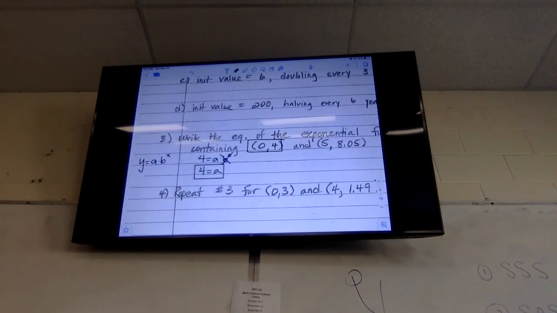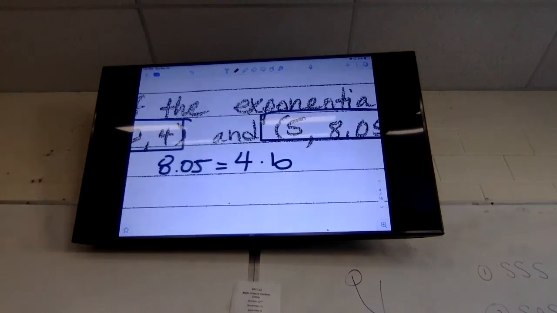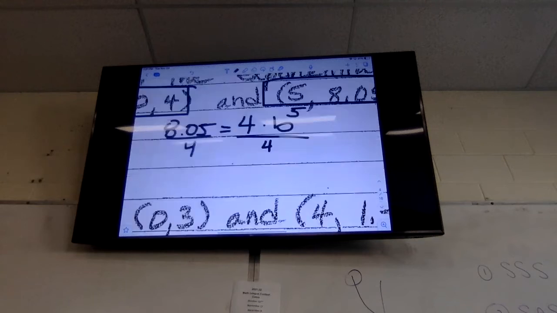Now I need to use the second point, the (5, 8.05), as my new x and y. And my 4 is the a that I just found, and all of those together are going to help me find b. So I've got 8.05 equals 4 times b raised to the 5th. Now, since I already have decimals, I want us to throw this in the calculator and keep getting decimals. We divide by 4 first. And actually, let me pull up my calculator. That might be helpful.